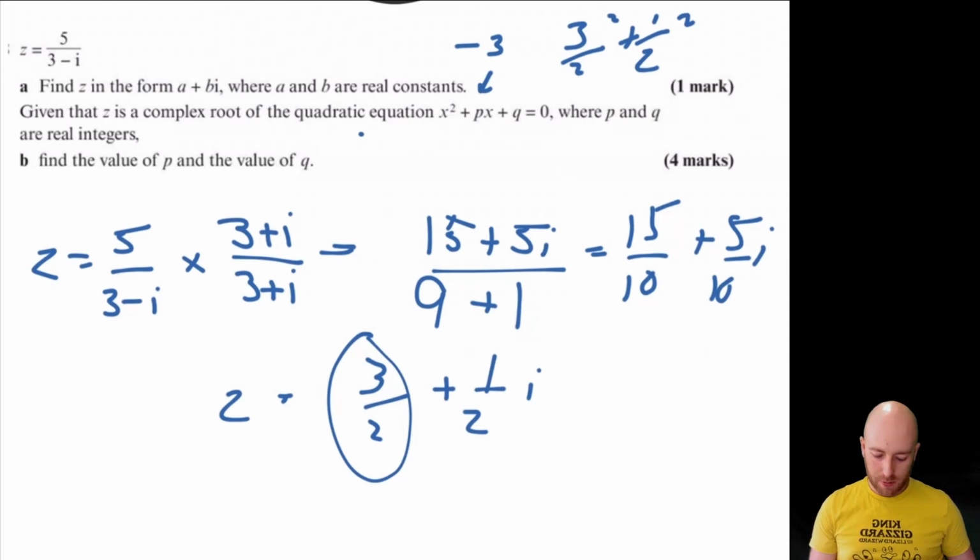3 over 2 squared plus 1 over 2 squared. 5 over 2. But it says integer, and 5 over 2 isn't an integer as far as I've ever seen it. I'm going to check the answers for this one, because maybe the answers are wrong. Yeah, if you got 5 over 2 as well.